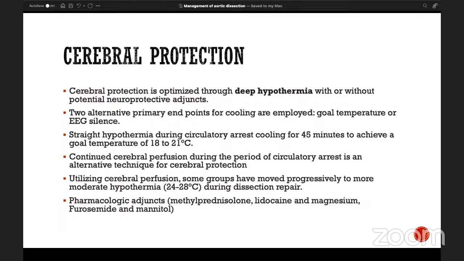But if you are utilizing cerebral perfusion, many studies show safe moderate hypothermia for a good duration of time. That's enough for you to do your anastomosis smoothly with less cerebral complication. Pharmacological adjuncts like methylprednisolone, lidocaine, magnesium, Lasix, and mannitol might be utilized as well to add more protection, but there is not much evidence to support their actual benefit.